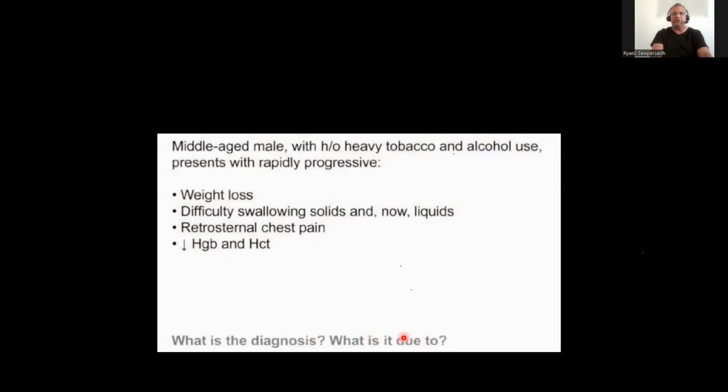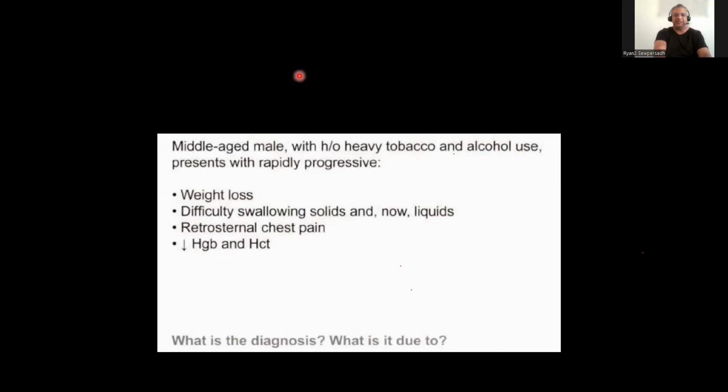Okay, let's open up the floor and ask you guys to type in the chat box. What's the diagnosis here? Middle-aged male, heavy smoker and alcohol user with rapidly progressive weight loss and dysphagia, first for solids, now for liquids. Retrosternal chest pain together with anemia. Let's take your submissions on this one, everybody. Feel free to type in the chat box. Then we can take it forward. Any ideas? Anybody? Alrighty. Okay, let's have a look.